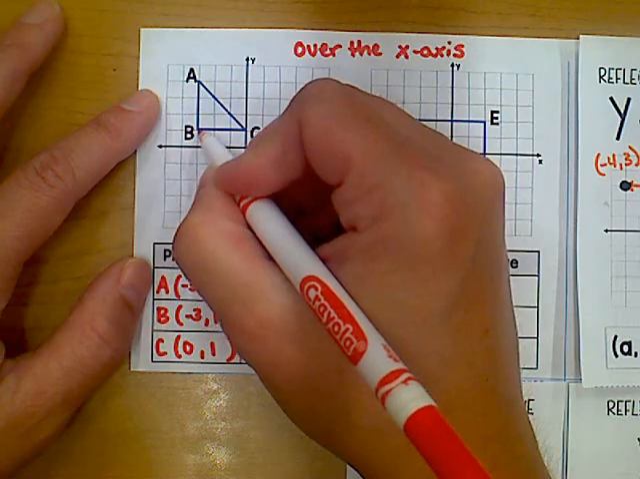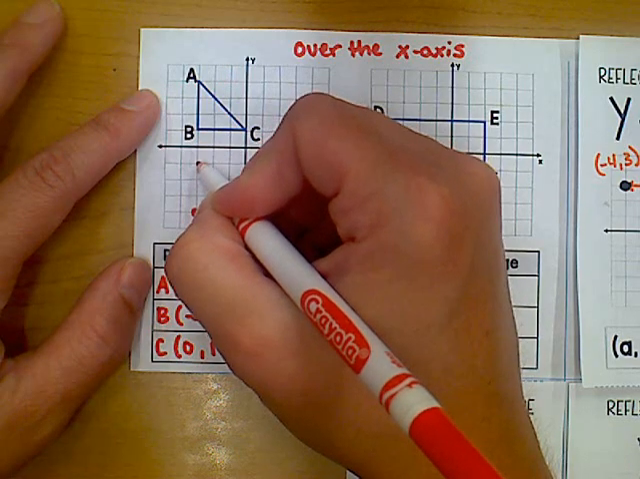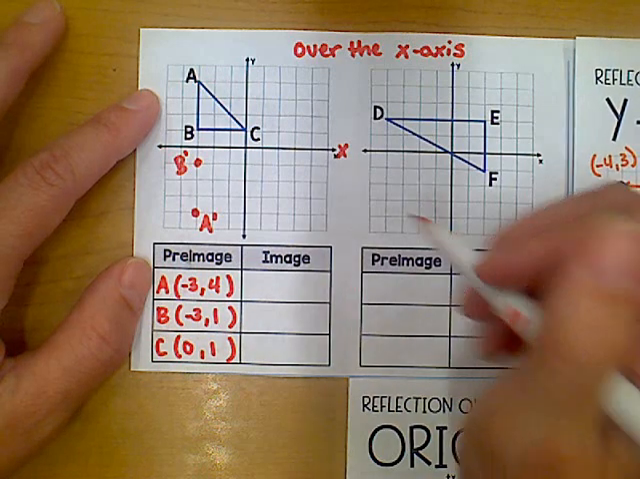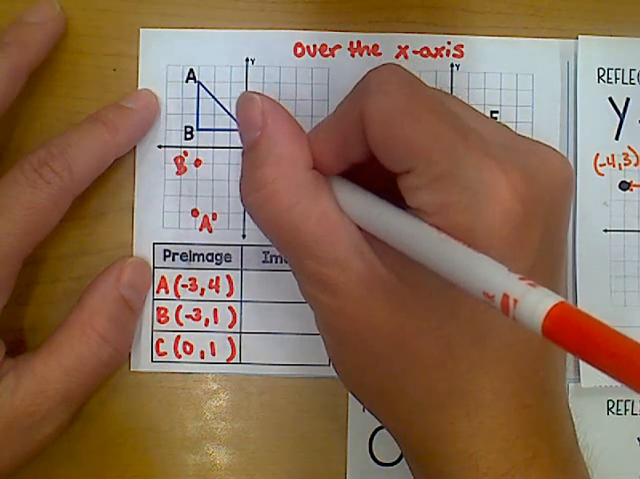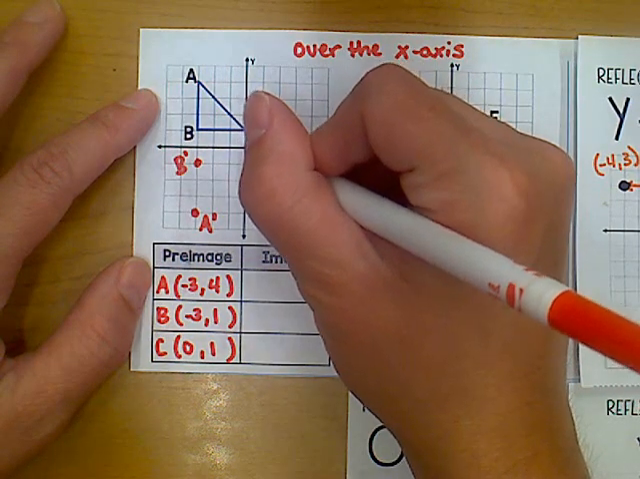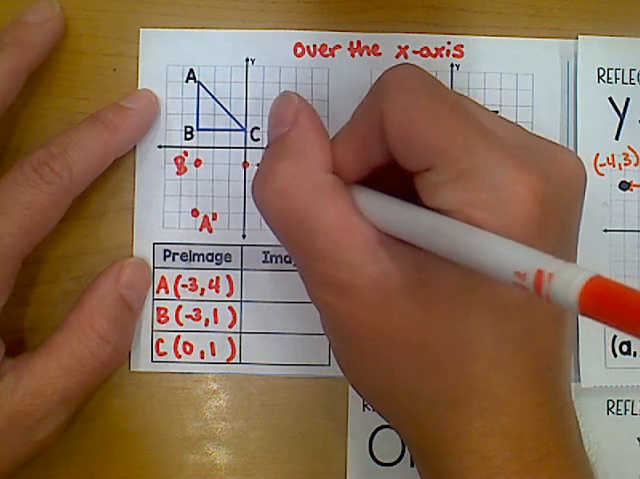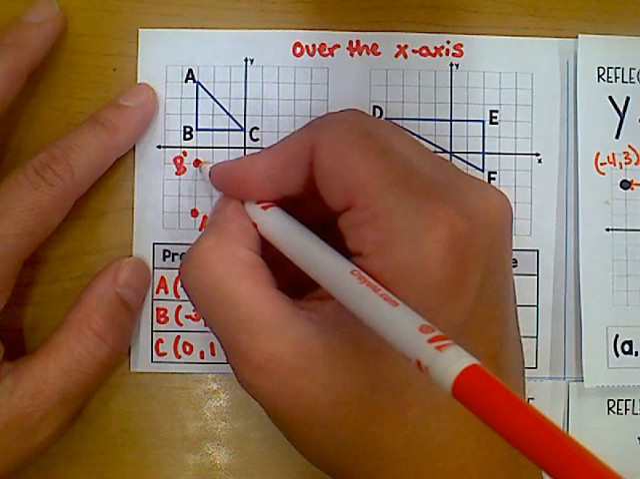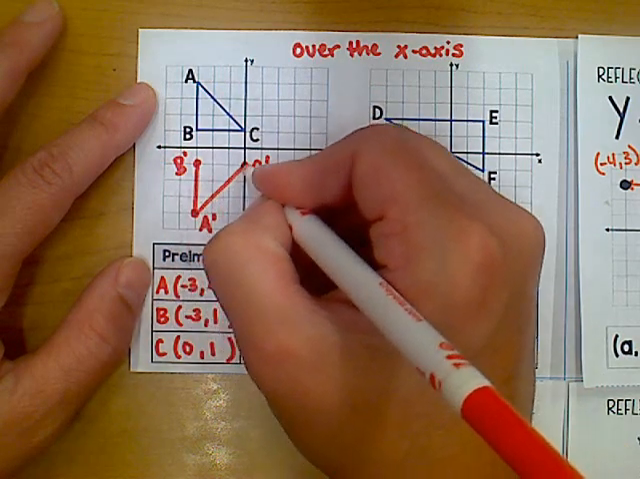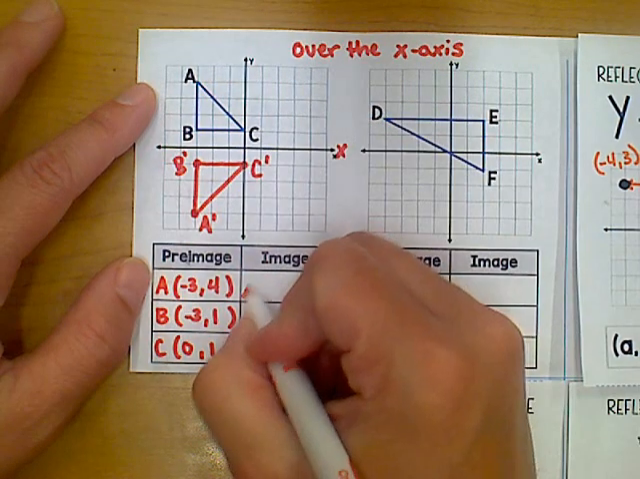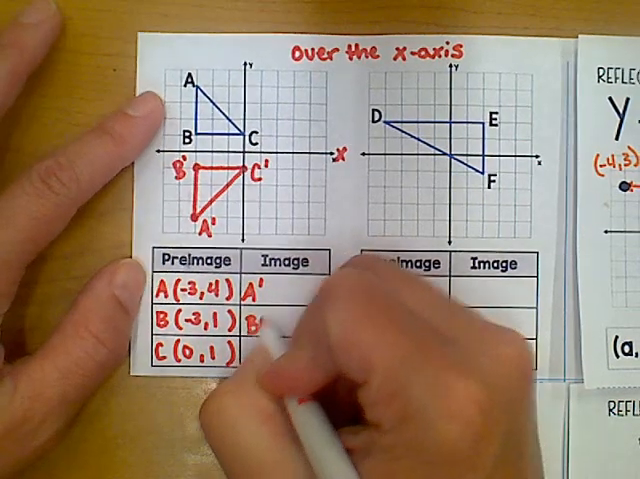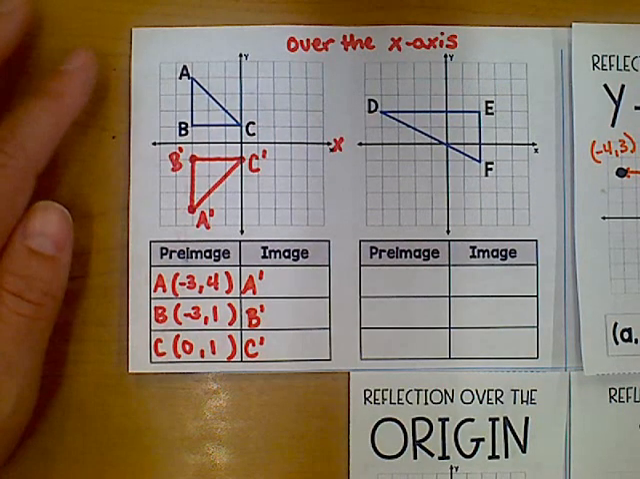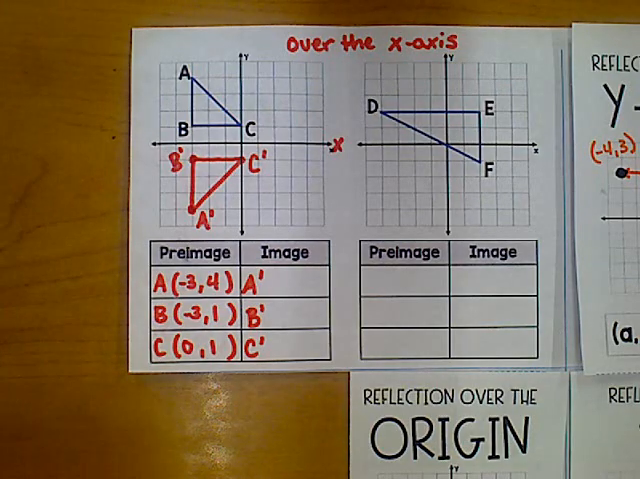B is just 1 away from the x-axis, so B prime is going to end up being 1 away from the x-axis. And then our C is also just 1 away from the x-axis, so C prime is going to end up 1 away from the x-axis. I can connect these, and then why don't you go ahead and fill in what our new ordered pairs for the image are. What are A prime, B prime, and C prime?